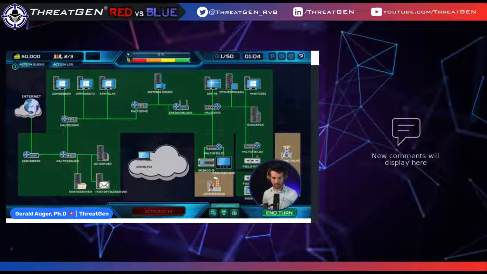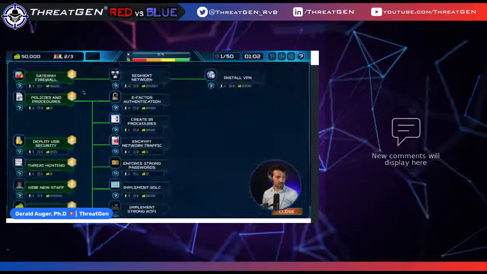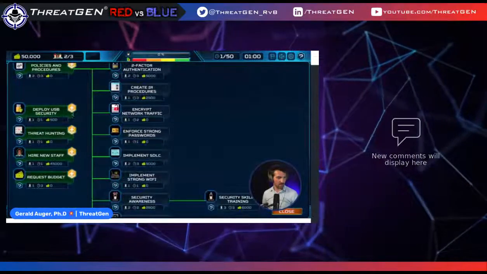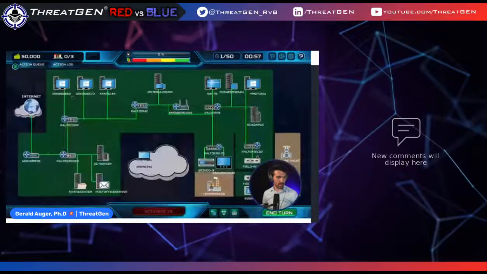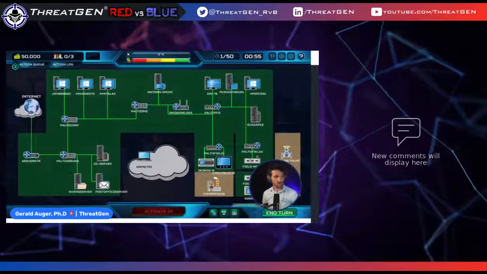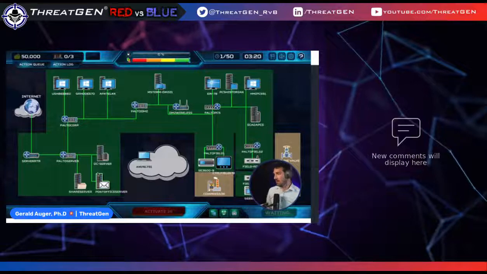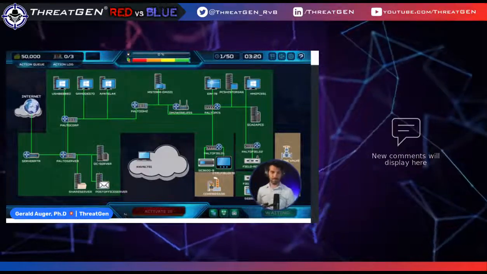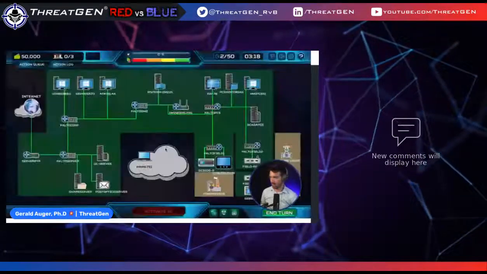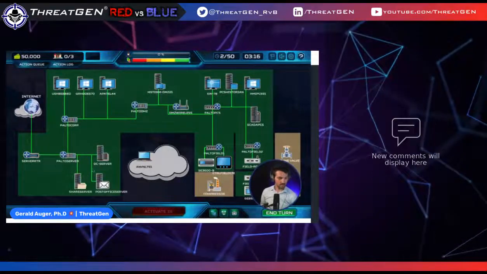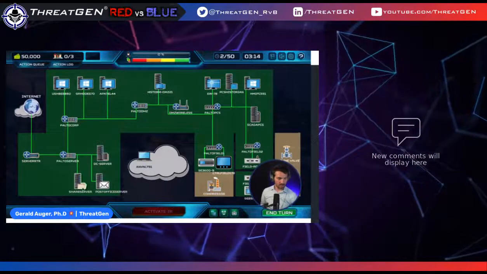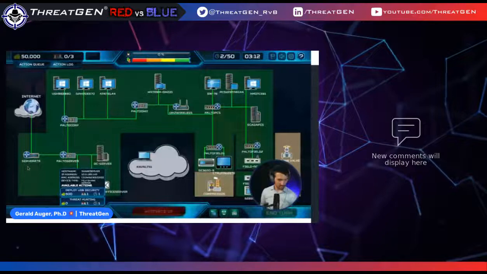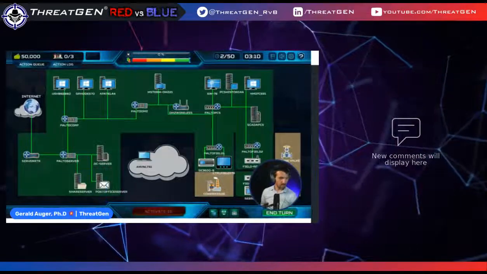Okay, and then, come on, I want to install a SIM. And I want to get some policies and procedures in place. Okay. Let's do it. Okay. What do we got? We got our share server. Deploy USB security threat hunting.